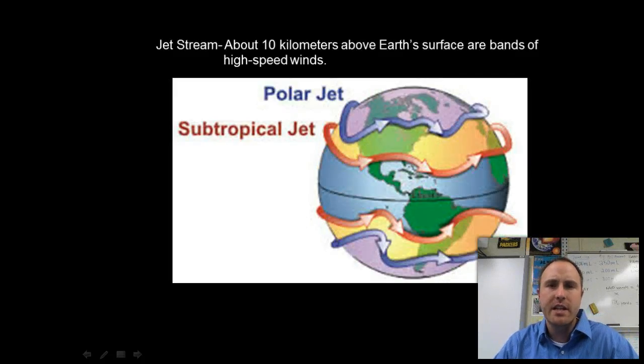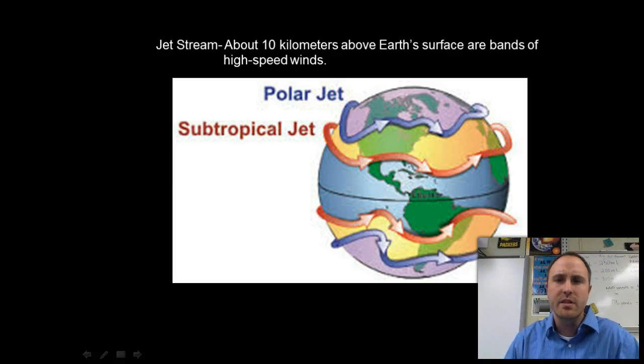And then finally, the jet stream. About 100 kilometers above Earth's surface are bands of high-speed winds, and in the image you can see that there's basically different jet streams that move. You have ones that are subtropical and polar, and sometimes those will move into different areas, and the subtropical ones oftentimes bring warmer temperatures, and they bring along with them moisture, and we get storms out of it.